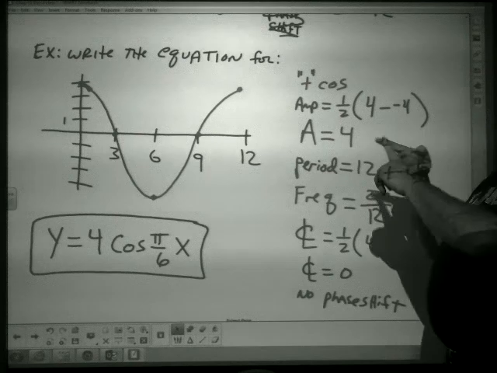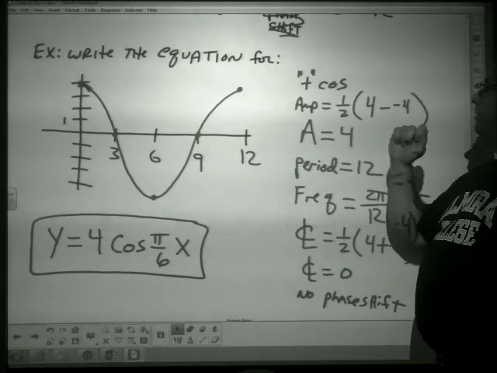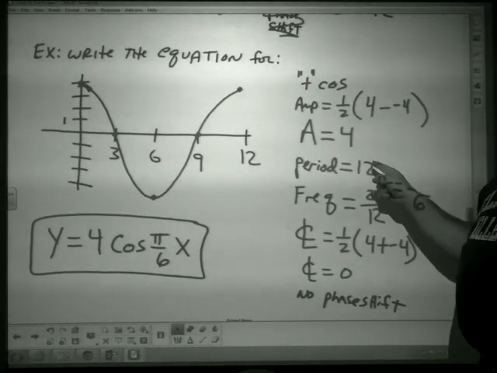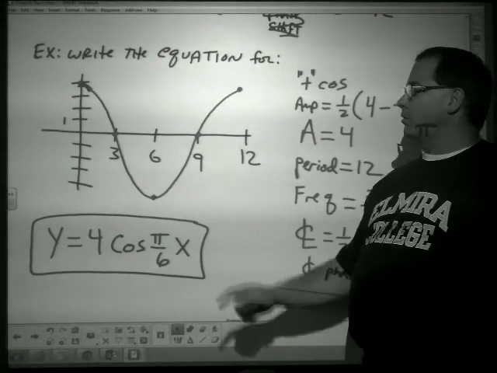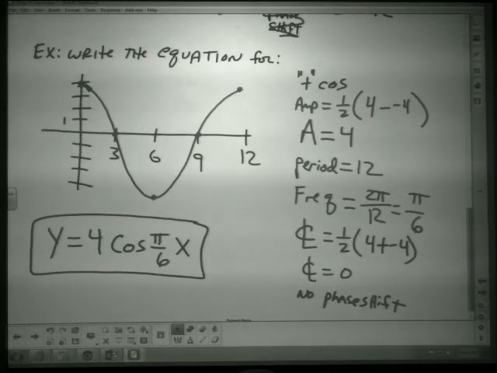You have to identify, is it sine or cos? Is it positive or negative? What's the amplitude? What's the period? Calculate the frequency, calculate the center line, and then you write it. And that's it.